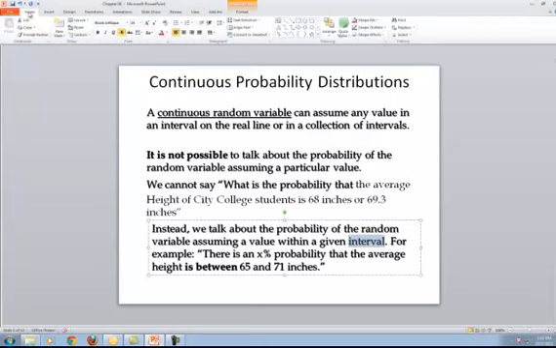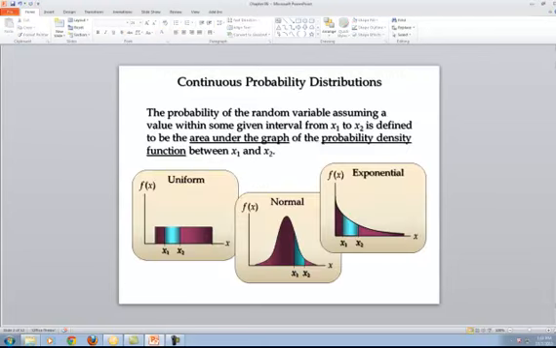This notion is important. Interval. For instance, there is an X% probability that the average height is between 65.2 inches and 71.1 inches. Something like that. The key thing there is that you have to think of an interval. Now, what is the probability, therefore, of a continuous random variable falling between two numbers or falling within an interval? It's simply the area of the graph under the probability density function.